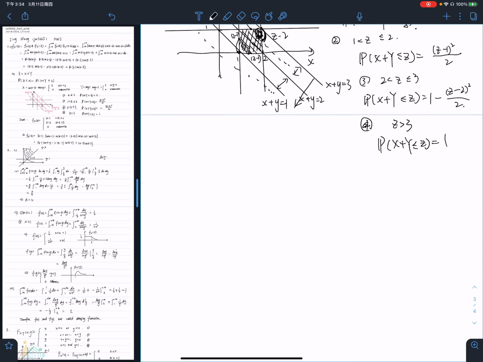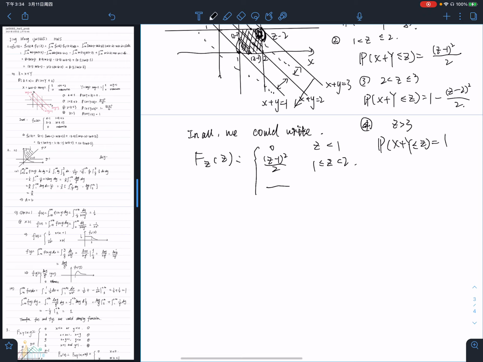In all, we could write the CDF. It is equal to 0 if z is smaller than 1, and the square of z minus 1 over 2 if z is larger than 1 and smaller than 2, and it is 1 minus the square of z minus 2 over 2 if z is larger than 2 and smaller than 3, and it is 1 otherwise.